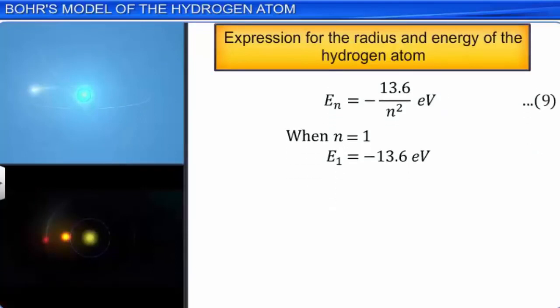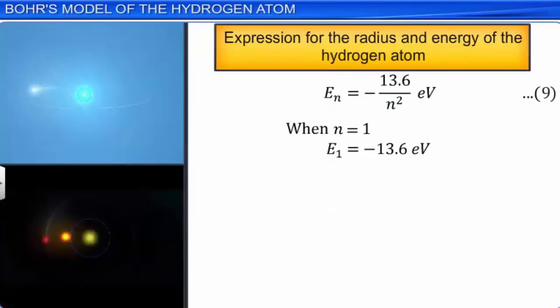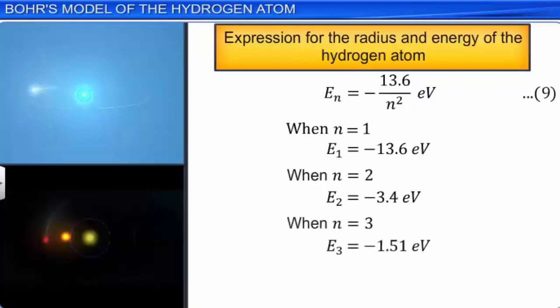By substituting n equal to 2 in equation 9, we get the energy of the second orbit, E2, as minus 3.4 electron volts. Similarly, by substituting n equal to 3 in the expression for En, we get the energy of the third orbit, E3, as minus 1.51 electron volts.